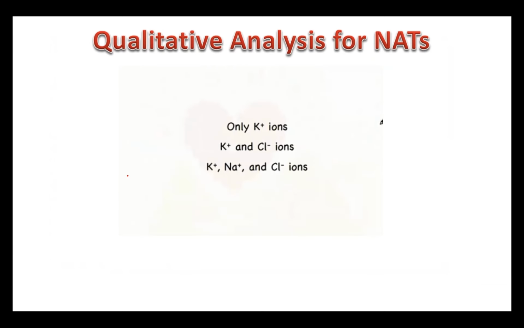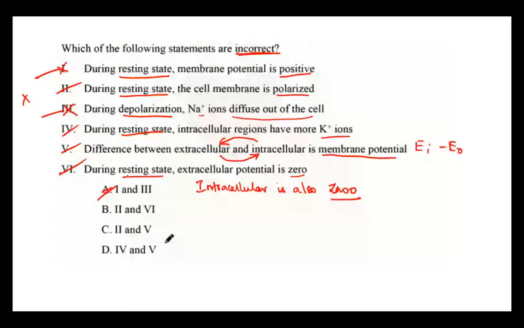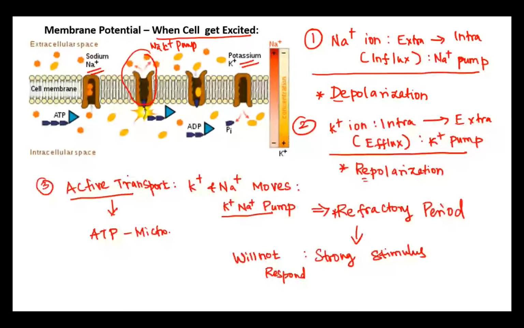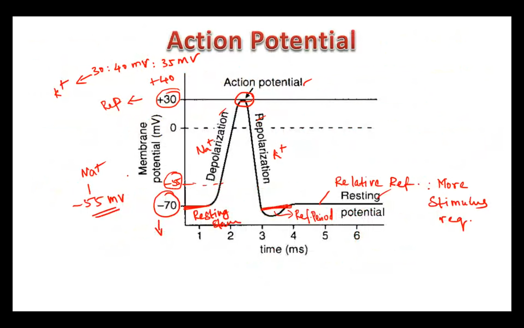Sir, during the resting stage, the intracellular potential would be minus 70 millivolts. Yes, that is the membrane potential. Potential is different. Here, if I apply some stimulus, I need to apply some stimulus here, and that is called potential.